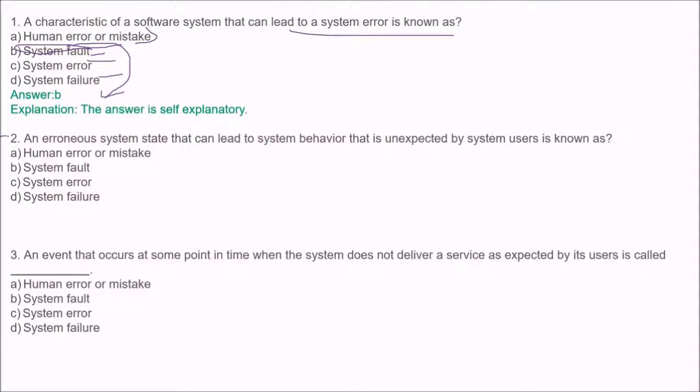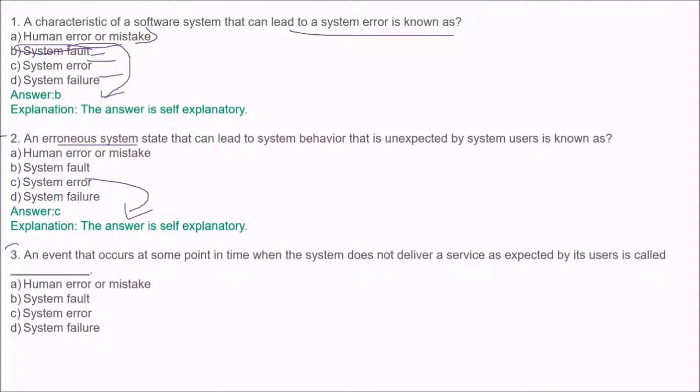Next, an erroneous system state that can lead to system behavior that is unexpected by system users is called what? Very simple. The answer is the error which has come.